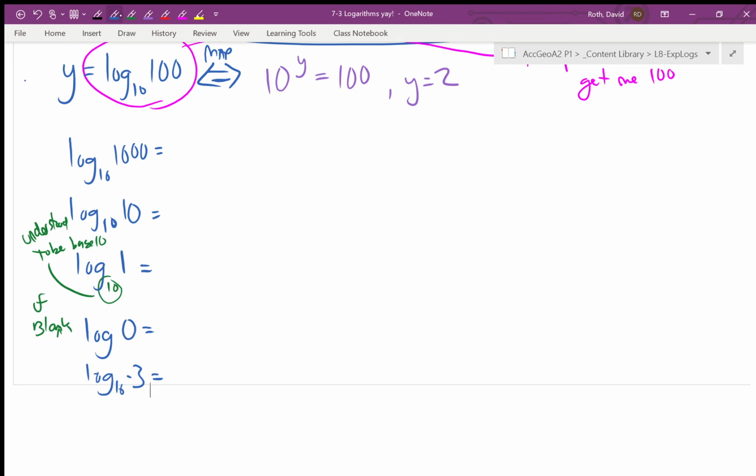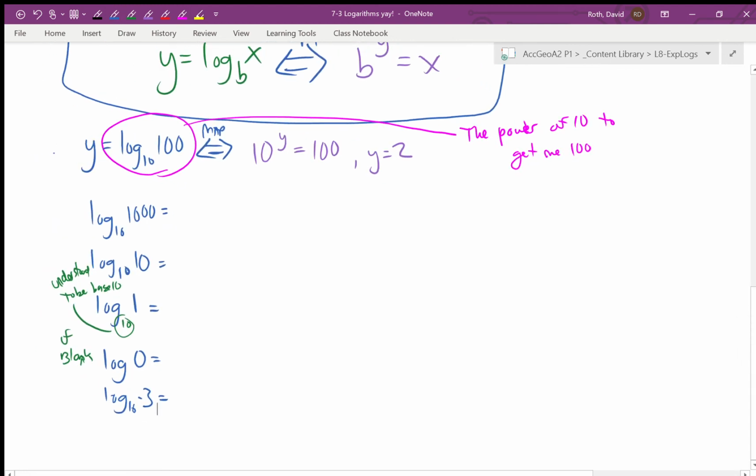Okay, I'm back. Hopefully you actually hit pause and did it. Maybe you just did the little words here. The power of 10 to get me to 100 was 2. The power of 10 to get me to 1,000: 10 to the third power is 1,000, so that's going to yield 3. 10 to what power is 10? Well, 1. 10 to what power is 1? Well, any base to the 0 power is 1, so that should be 0.